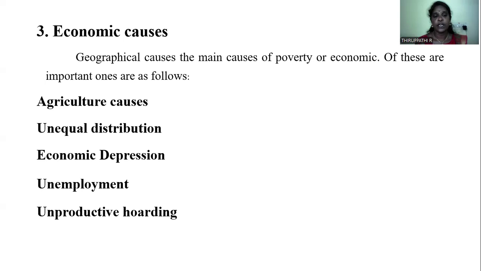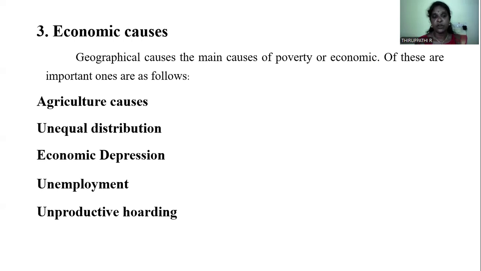And next is the economic depression. Economic depression is the main cause of decreases in trade and commerce. The lockouts of the mills and factories lead to unemployment in the economy. Unemployment increases, income decreases and poverty increases.